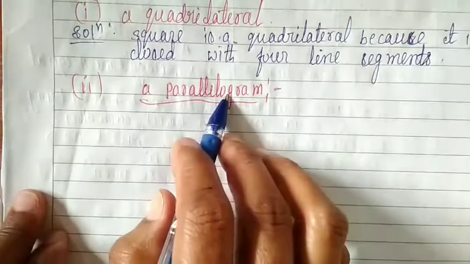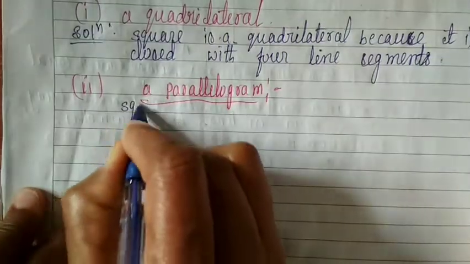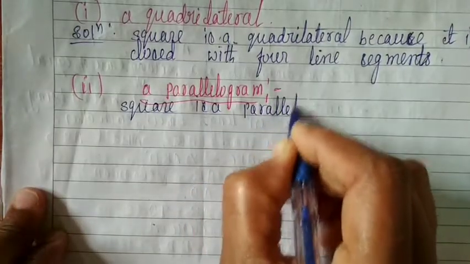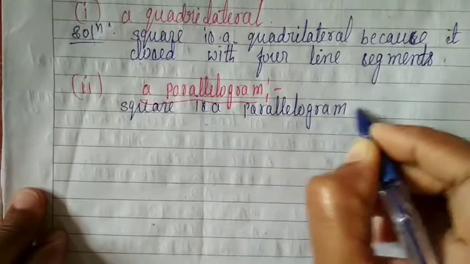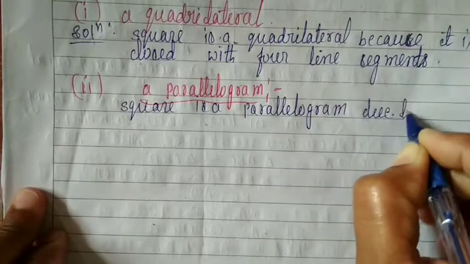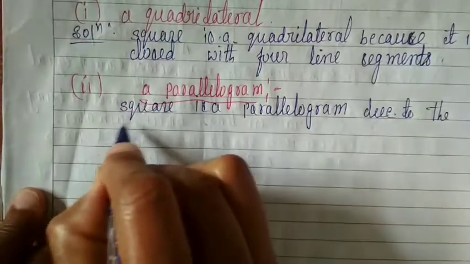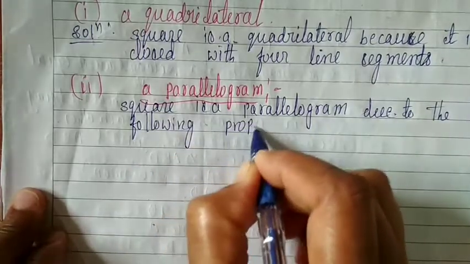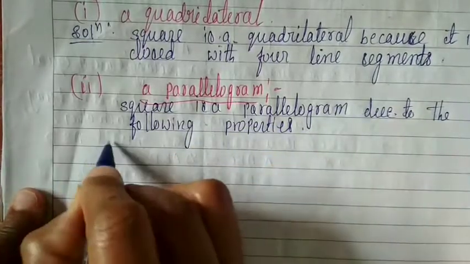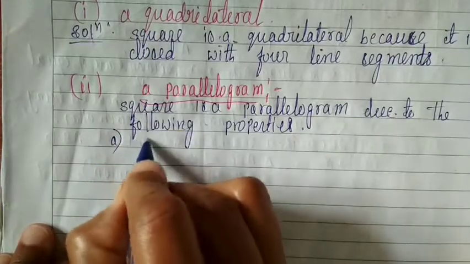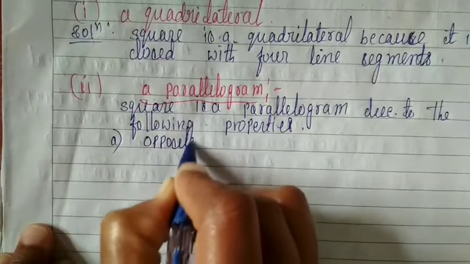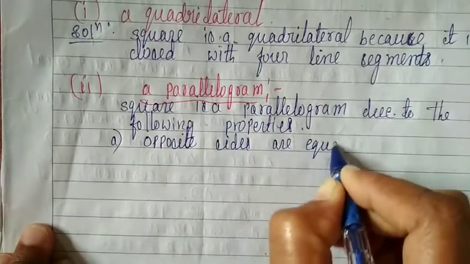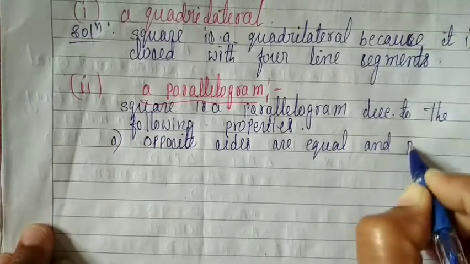Second, a parallelogram. A square is a parallelogram due to the following properties. First property, A. Opposite sides are equal and parallel.